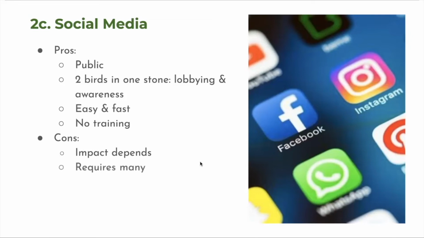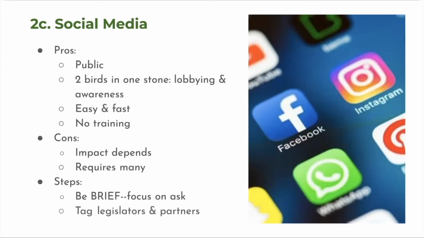And again, it requires many posts, maybe not as many as emails because of that public aspect, but you still want to have many posts. Steps, I'm sure all of us post on social media, pretty simple. You want to be really brief. Focus on your ask. Don't really think so much about the personal aspects or about problem and solution parts. Just, this is what I want, and this is what I want you to do about it. And then finally, tag legislators and their partners. Obviously, tag them so that they see it, and tag your own partners so your partners know to share the post.